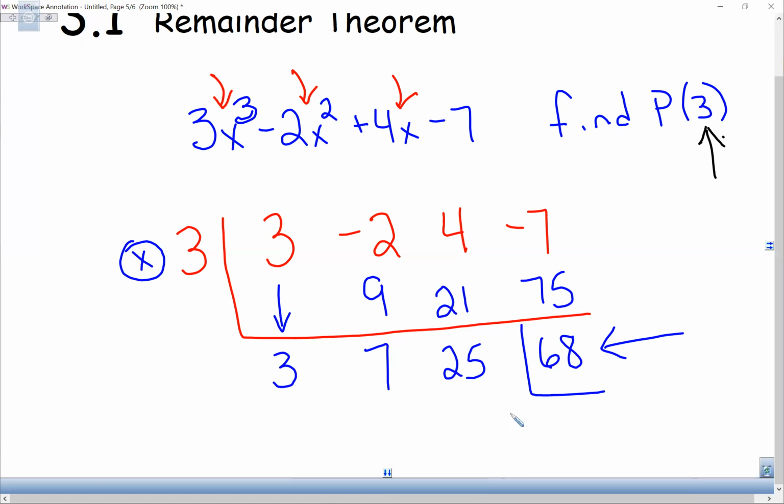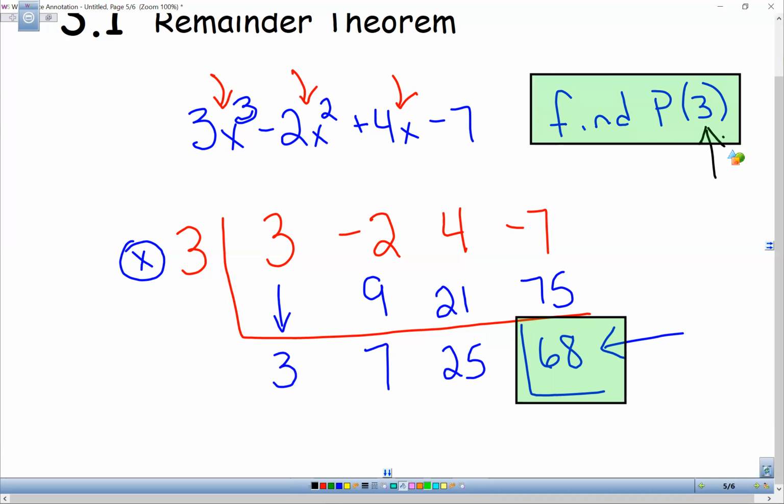And the biggest thing to remember here is your answer, when it says either use the remainder theorem or if it says find p of something, is only the remainder. So once we get our answer, we don't need any of these numbers if we're using the remainder theorem. All we need for an answer is just 68.